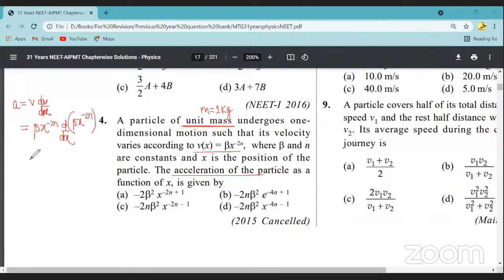So this comes out to be: beta comes out, so beta square x to the power minus 2n, and then the differentiation of x to the power minus 2n, how much? It is minus 2n into x to the power minus 2n minus 1. So this is minus 2 beta square n x to the power minus 4n minus 1. See where it is. Option D. How many of you have got it?